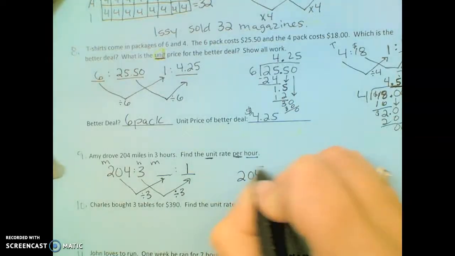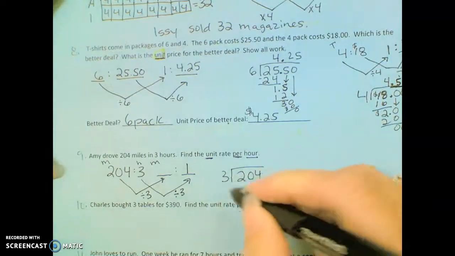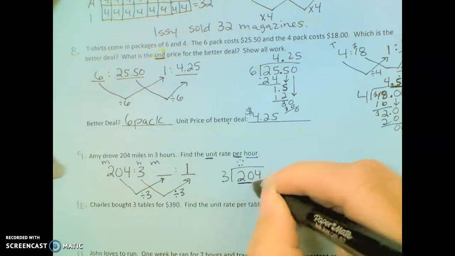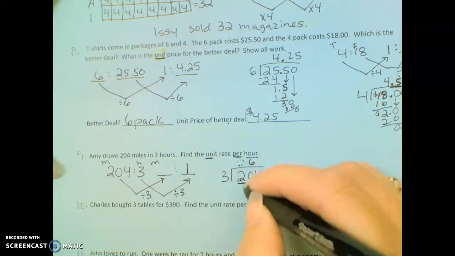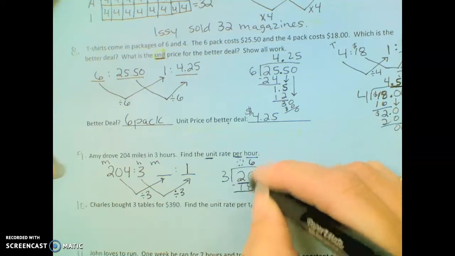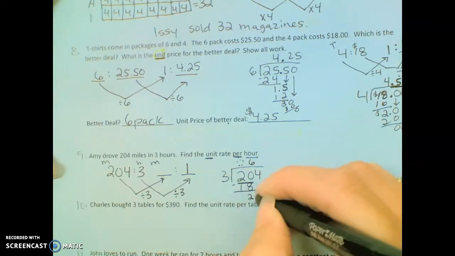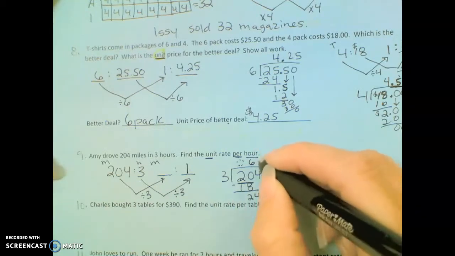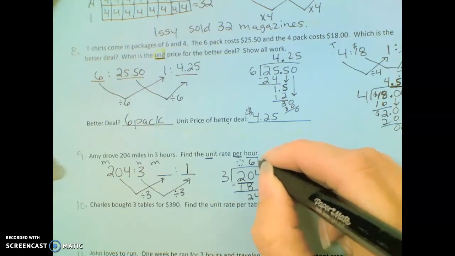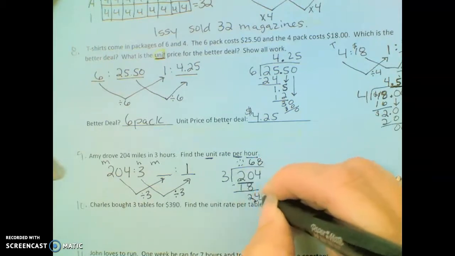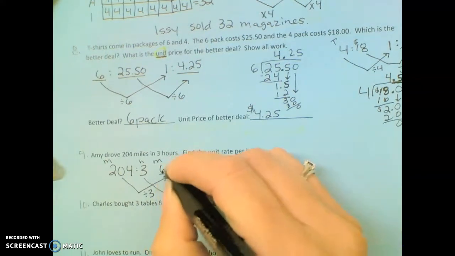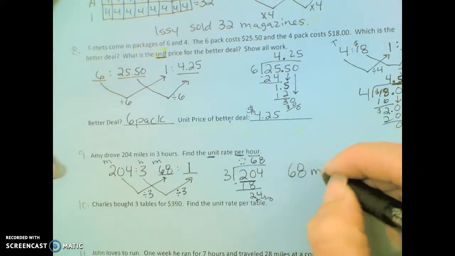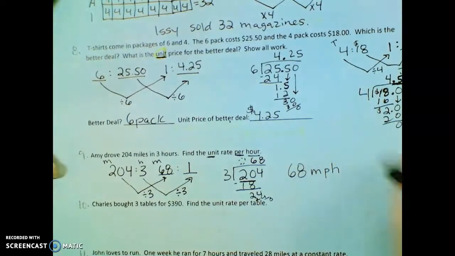So 204 divided by 3. How many groups of 3 can I make out of 2? 0. How many groups of 3 can I make out of 20? 6. So that's 18. Subtract, I have 2. Bring down the 4. How many groups of 3 can I make out of 24? That would be 8. 8 times 3 is 24. So she went 68 miles per hour. So my answer would be 68 miles per hour.